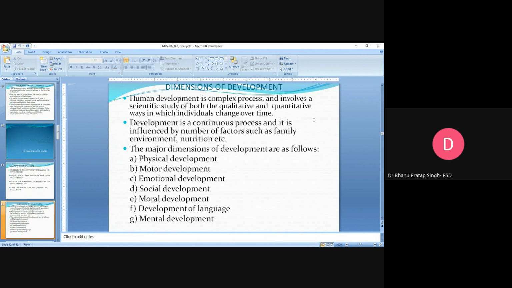Development of language is very clear, meaning proper pronunciation, proper sentences, and proper language. Mental development is also there, meaning the development of their IQ level. So these are the kinds of development we will discuss further in the coming slides also, because there is some repetition in other terms. So this is about the dimensions of development.